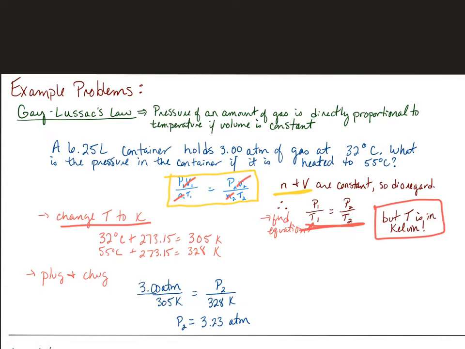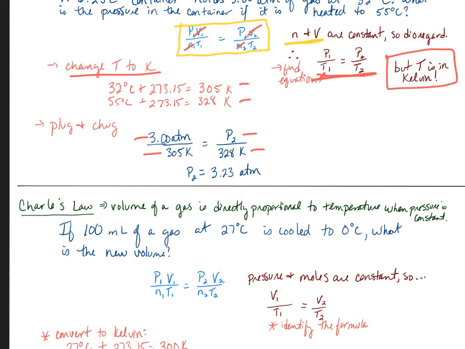So let's get in that practice. All you have to do is add 273.15 and you get the values here and here. And then you just plug numbers into the equation and solve. So 3 atm is where it's 305 Kelvin. Make sure that those are still talking about the first situation of gas that you have there. You're looking for what the second pressure is, and that's where the temperature is. And so you solve for that P2 and you get 3.23 atm.